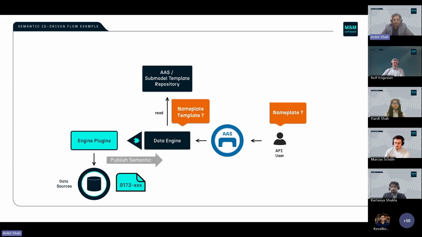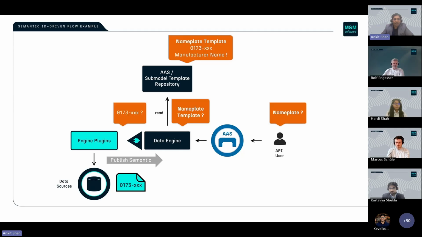Now, what happens after that? The data engine receives the request and fetches the nameplate submodel template from the template repository. Now assume that this template defines elements like manufacturer name, product name, serial number, or any company information inside the nameplate. At this stage, the template contains only a structure and the semantic ID, but no actual values, right? So what happens after that?